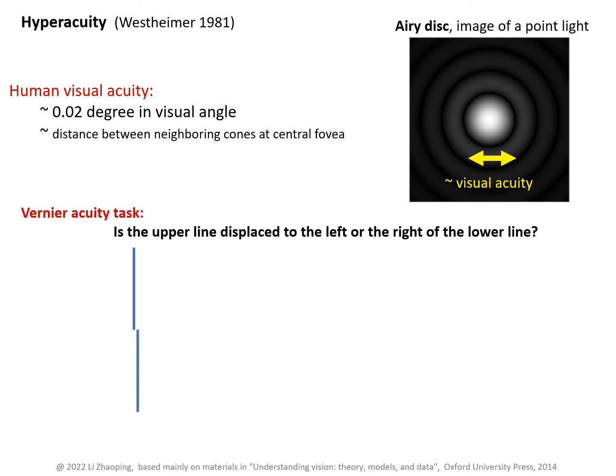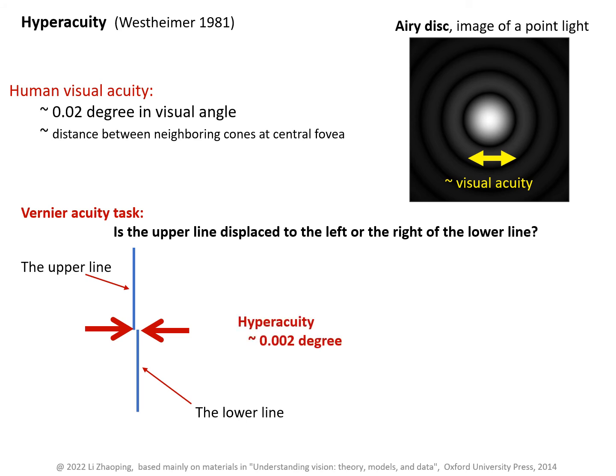However, if you ask a human observer to answer this question, whether the upper line in this image is displaced to the left or right of the lower line in this image, this is the vernier acuity task you are asking the observer to do, and these observers can do this task quite well even when this horizontal displacement is 10 times smaller than the normal visual acuity. And this is the visual hyperacuity, and it's most likely achieved by central brain mechanisms beyond the retina.